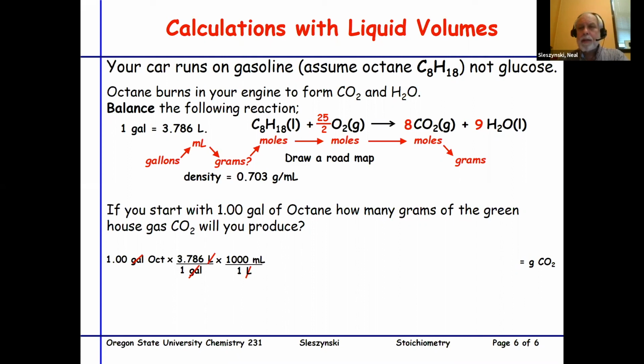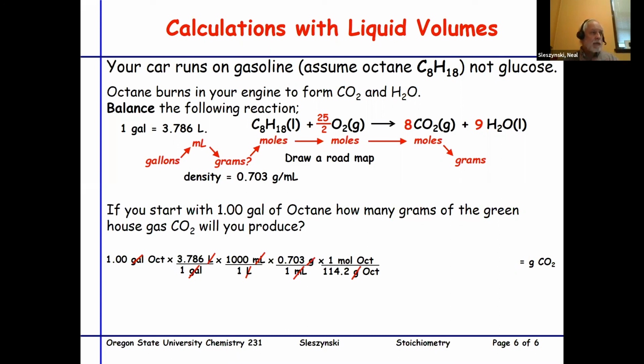And if I stop right now, what I have is the number of milliliters when I have a gallon of octane. Well, we've got the density, which will allow us to convert milliliters into grams. Milliliters cancels out. Now I know how many grams of octane I have when I have 1 gallon. Well, our map tells us that we need to convert grams of octane into moles of octane. That's 1 over the gram molecular weight of octane. Now I know how many moles of octane I have when I have 1 gallon of octane.